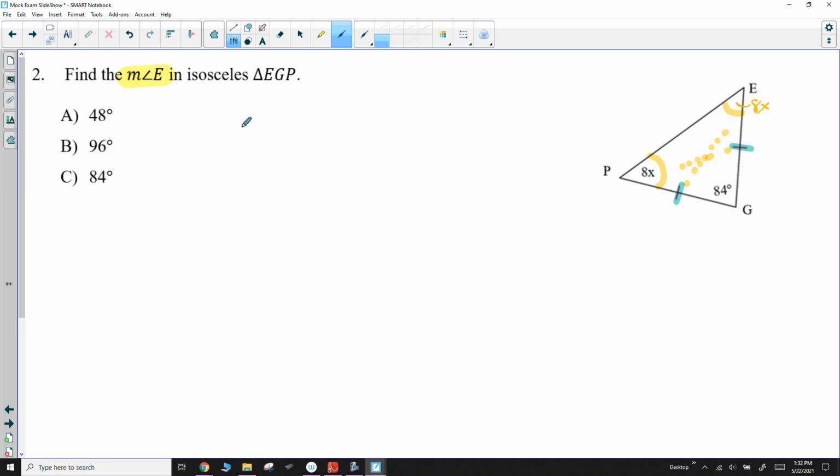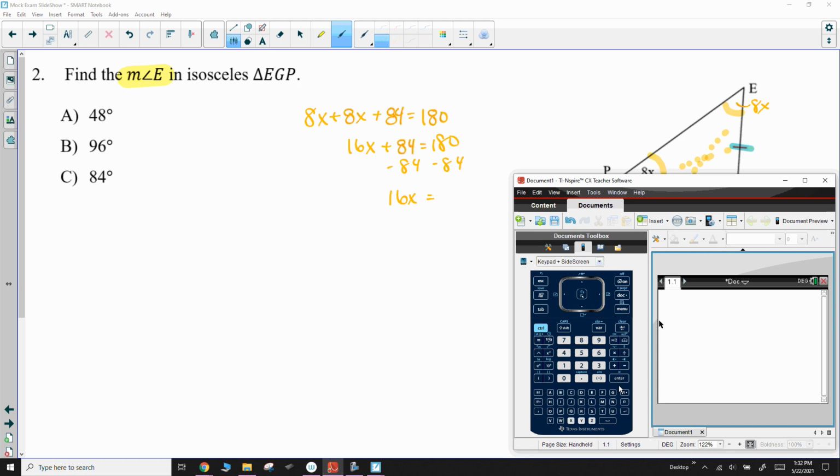And by the triangle congruence, no, not by that, by the third angle, not by that either, holy guacamole, the triangle sum theorem, I know that 8x plus 8x plus 84 is equal to 180. And from here, I'm going to say 16x plus 84 equals 180. I'm going to subtract 84 from both sides. 16x is equal to 180 minus 84. I feel like it's 96, but rather than being a hero, I'm just going to go to my calculator and let it do it.